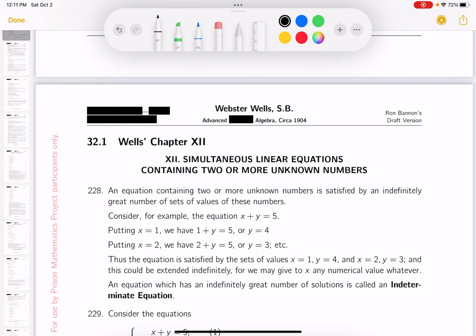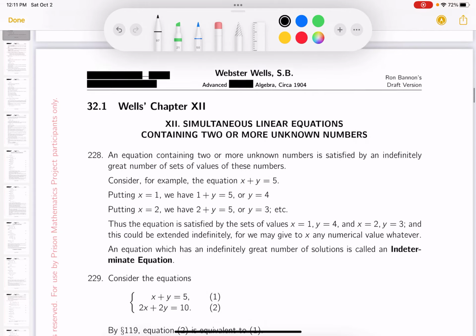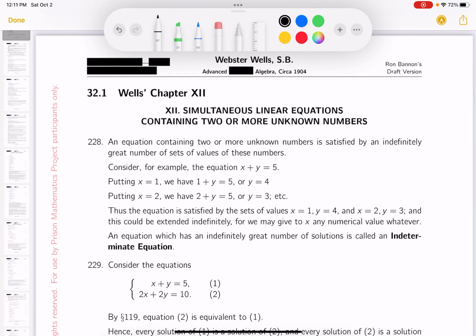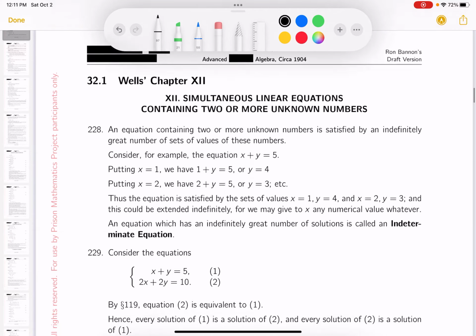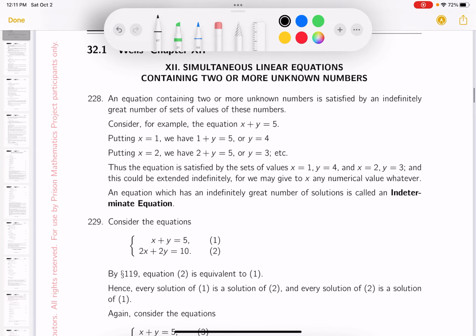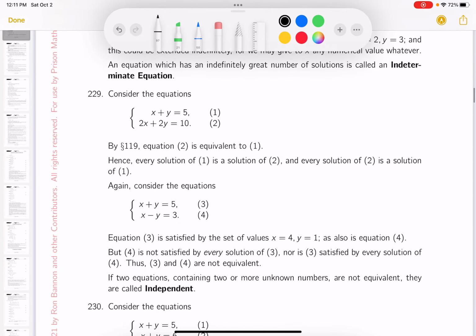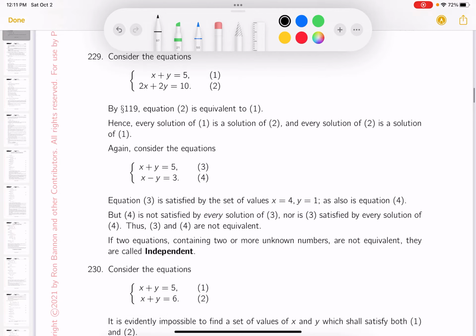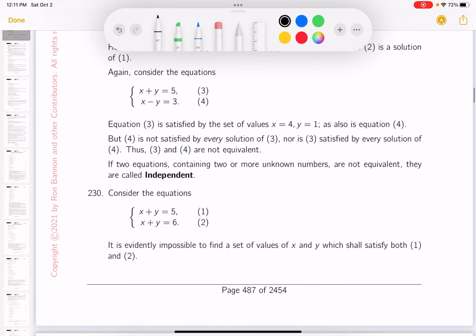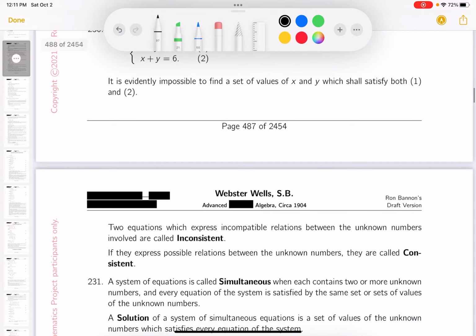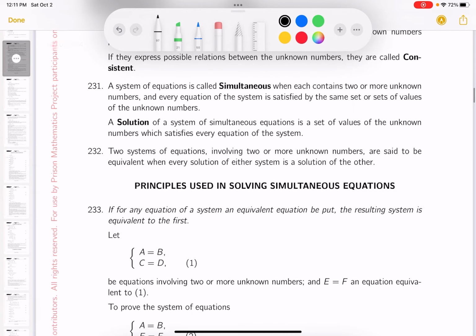All right, so let's take a look at the contents, see what we're in store for. This is going to be solving simultaneous linear equations containing two or more unknown numbers. Now, certainly nowadays we'd say two or more unknown variables, but these variables will represent numbers. Now, certainly we'll go through examples. As I go through examples, I want to point out the way Wells does things, the way I do things. There are a great deal of similarities. Things really haven't changed much. But the bottom line, you may look at them as being somewhat different.